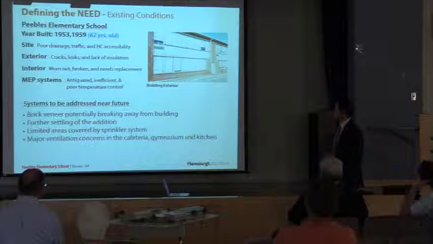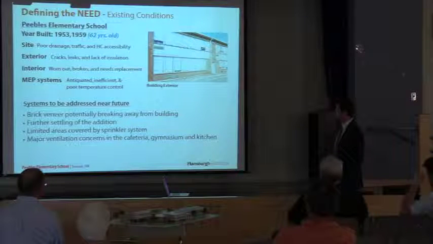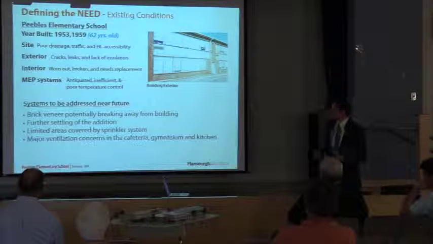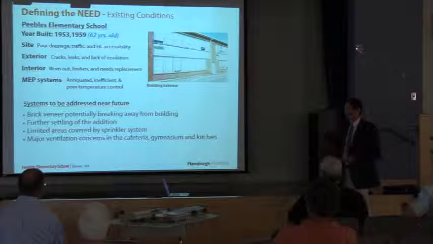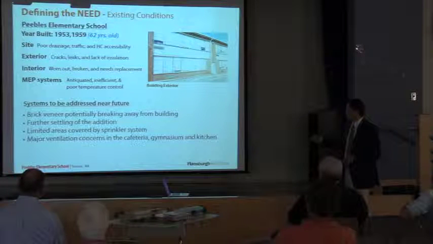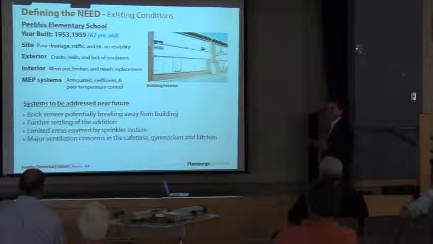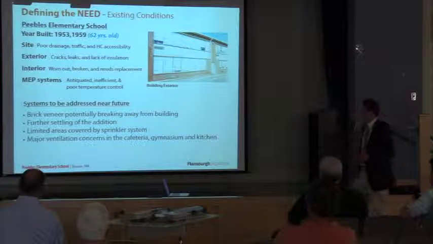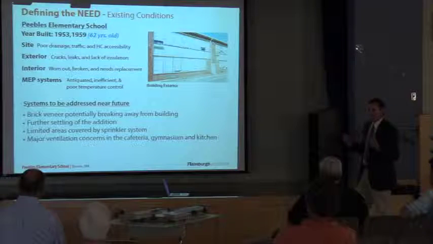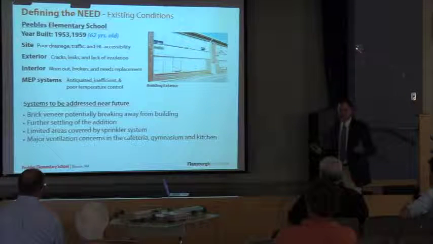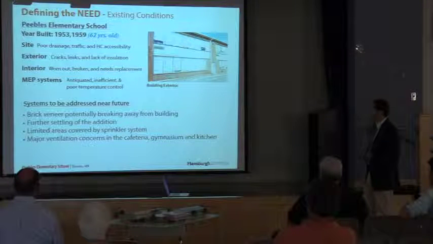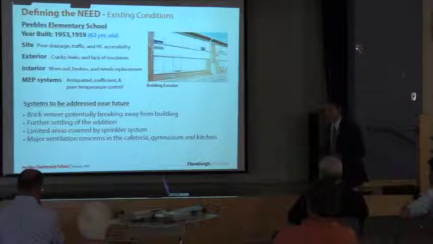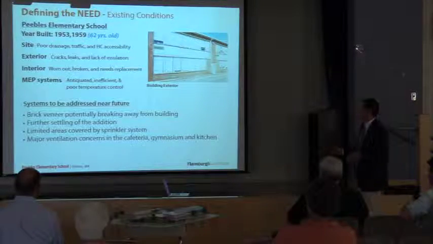So this is an antiquated building that it's time to replace. And there are some systems that need to be addressed in the near future. There are areas where the brick has been pulling away from the building. This has been addressed in the past, but it still needs to be monitored. There's the settling in the addition. We know that this addition was built over the old leaching field, and it settled about 4 inches. Facilities has to come every year and undercut the doors just to compensate for the building settling. There are limited areas covered by a sprinkler system, and there are some ventilation concerns in the cafeteria, the gymnasium, and the kitchen. So again, these are some of the physical problems.